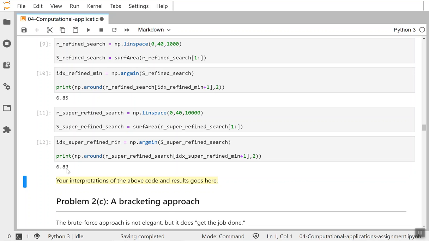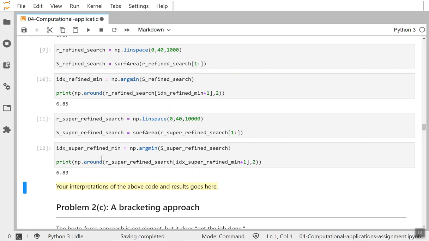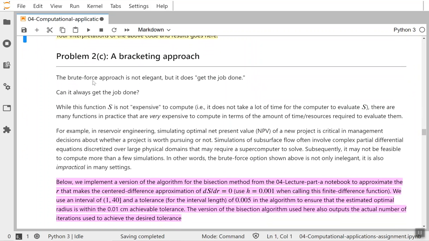So you should interpret all of what's going on here. Just a few sentences, a couple bullet points about the process and how many computational solves we required of our surface area model to get the answer to the tolerance we wanted. Now, we use a bracketing approach. The brute force approach is not elegant, but it does get the job done. Can it always get the job done?